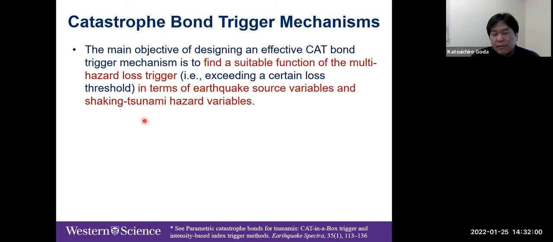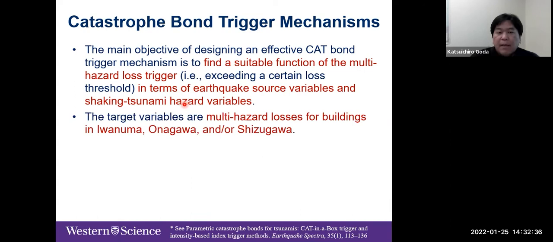This intensity measure, which is the trigger variable, can be earthquake source variables or shake and tsunami hazard intensity values. If I use the earthquake source variables, such as magnitude and location, then I call this the cat in a box, or the first generation. If I use a combination of those earthquake source variables and also the shake and tsunami hazard IM values, then I call this a second generation trigger method.